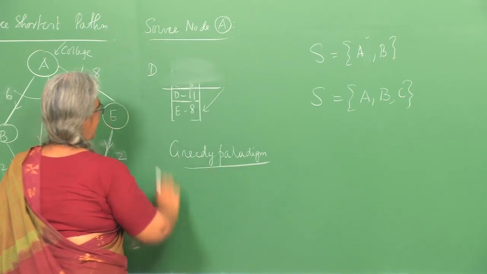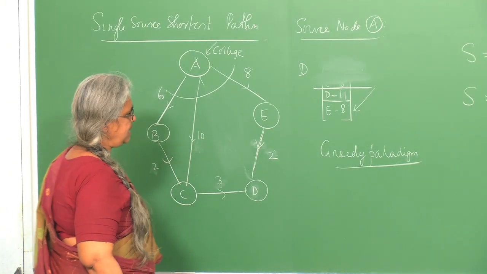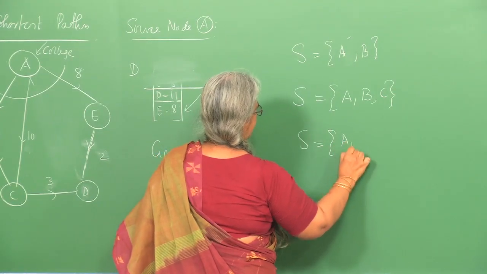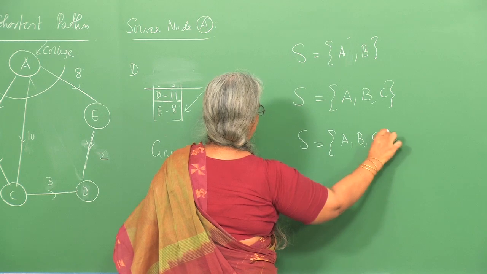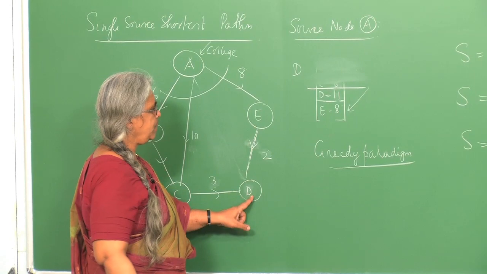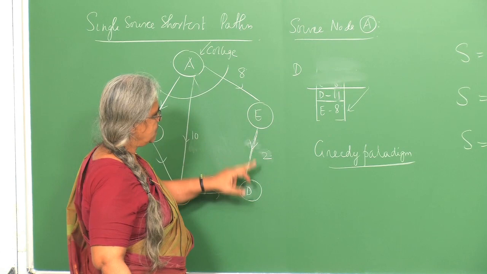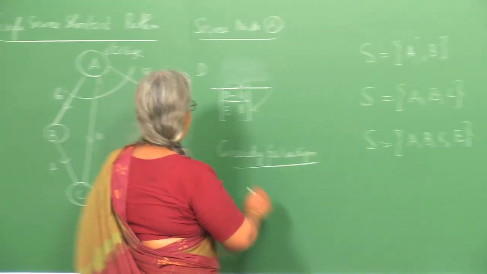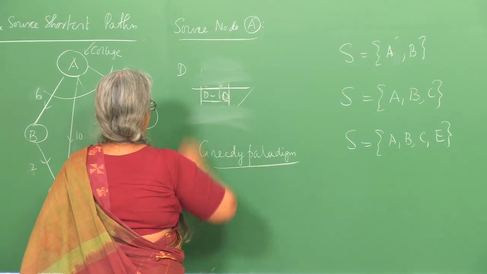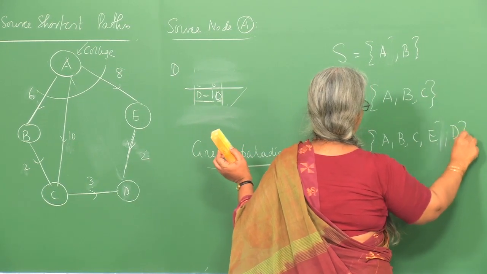So, what do I have? I only have 2 vertices left. Then I choose E, because E has the shorter distance. So, my source vertex list now becomes A comma B comma C comma E. Then I check whether there is a shorter path from E to D better than what is there. We already know that the distance from A to E is 8, so 8 plus 2 is 10, and therefore, I update this list. E is already there, and D becomes 10. Now I include the only vertex that is left into the source vertex list.